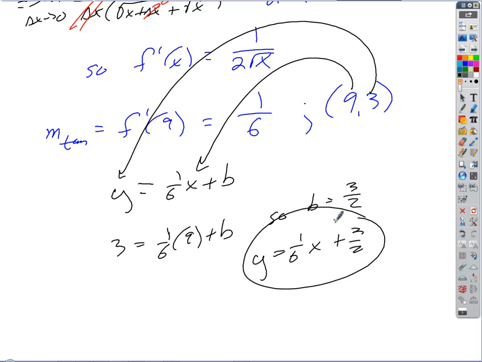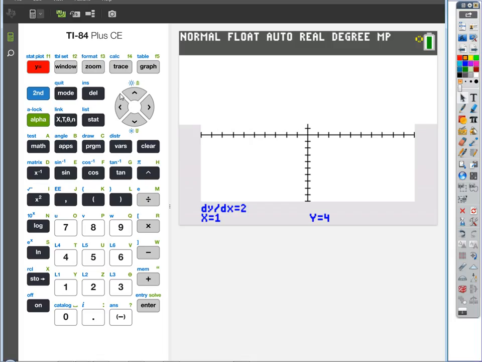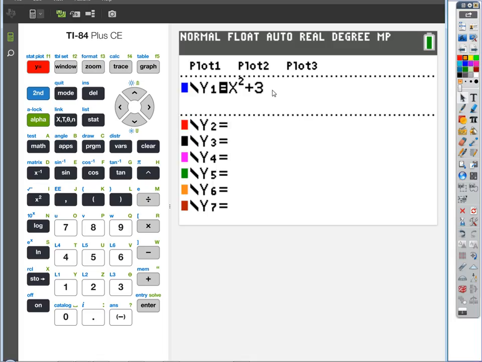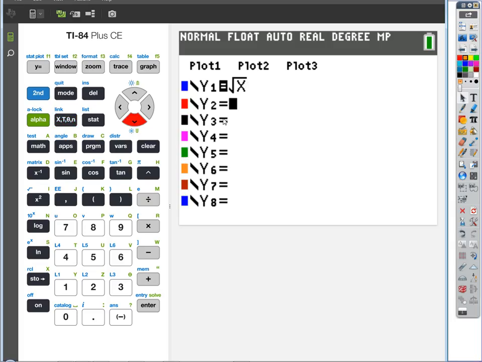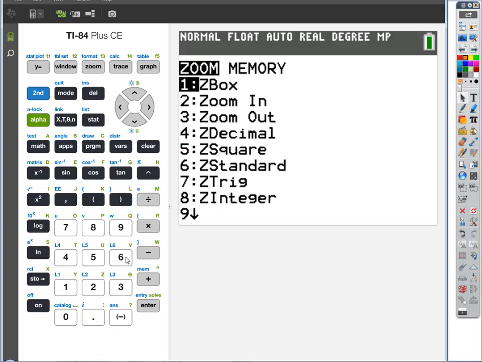Let's just see if we got it right. Let's graph it, see if it looks good. We have the function square root of x. Oh man, what was our line? Hang on one sec. Our line was 1/6 x plus 3/2, or 1/6 x plus 1.5.